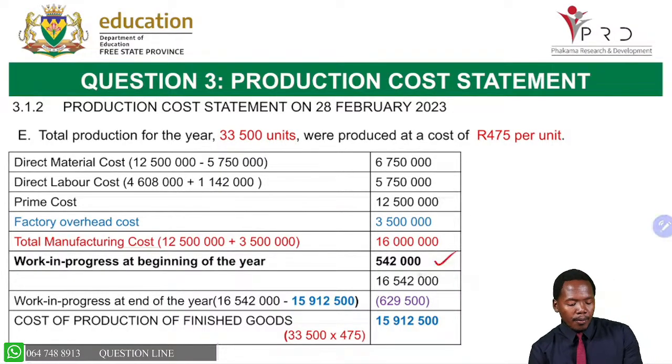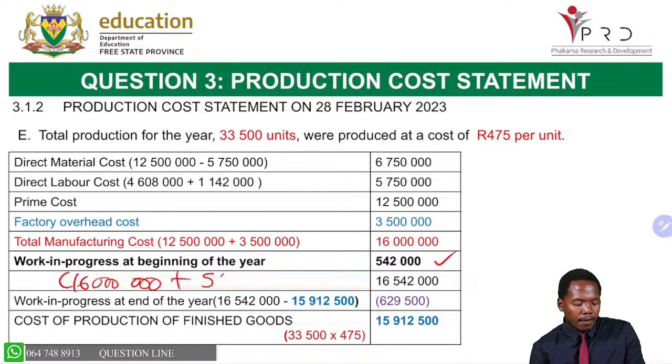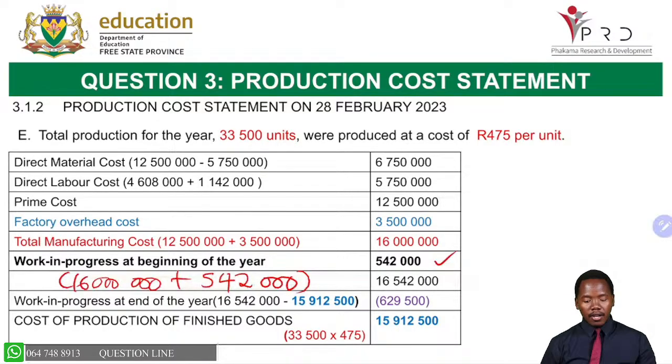So now we will say 16 million plus 542,000. And then we get 16,542,000.